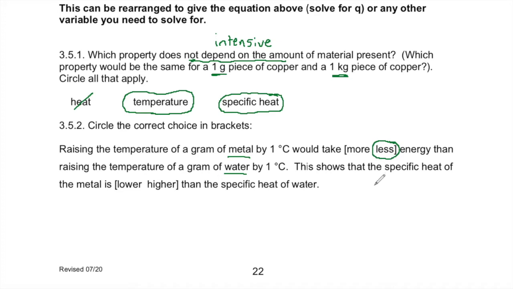It takes less energy. The specific heat is the heat it takes to raise 1 gram 1 degree Celsius. So the specific heat of the metal, since it takes less heat, the specific heat is lower. We can see that from this equation. If the heat is lower, and the mass and the temperature change are the same, then the specific heat also has to be lower. Because if the specific heat were higher, it's multiplied, that would make the heat higher as well.